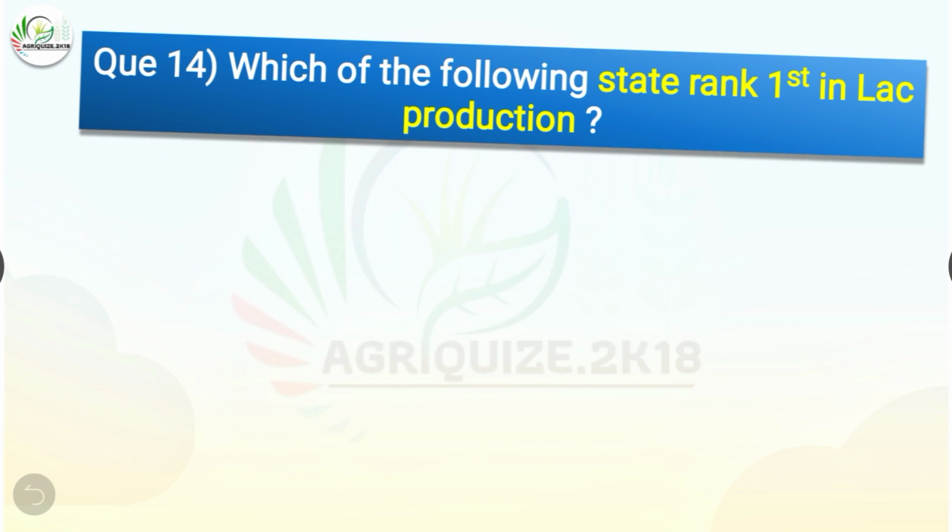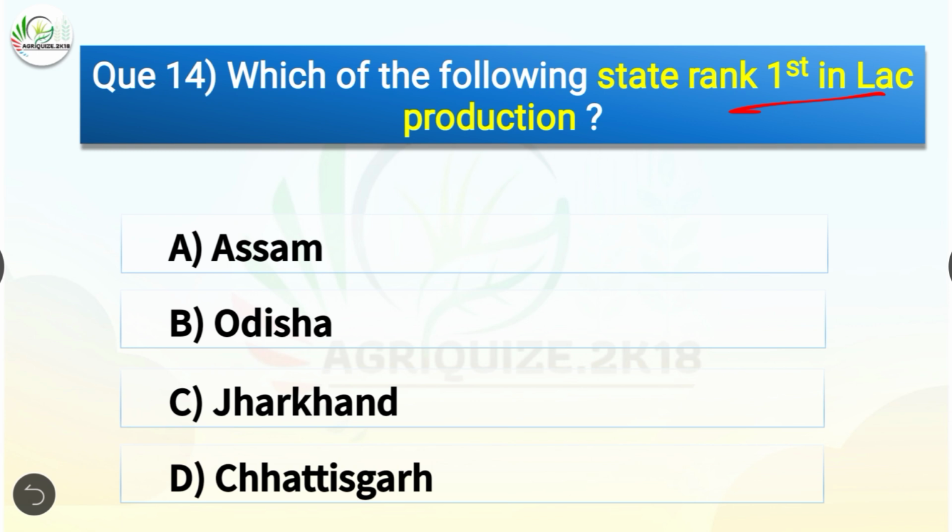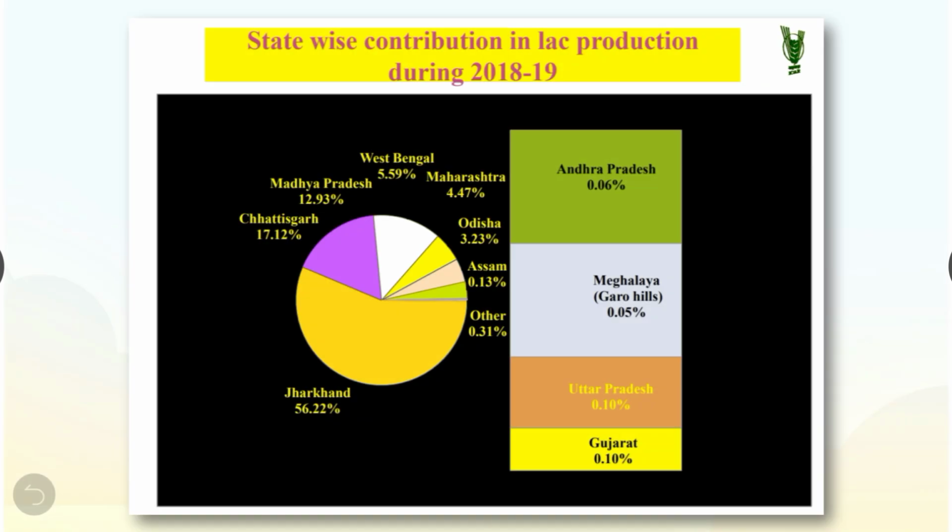Question number 14. Which of the following states ranks first in lac production? The options are Assam, Odisha, Jharkhand, or Chhattisgarh. The correct answer is option C, Jharkhand. So Jharkhand is the state which ranks first in lac production, followed by Chhattisgarh, Madhya Pradesh, Maharashtra, and Odisha. So this is the state-wise contribution in lac production during 2018 to 19, where we can see Jharkhand accounts for the most, around 56.22% of the total lac production.